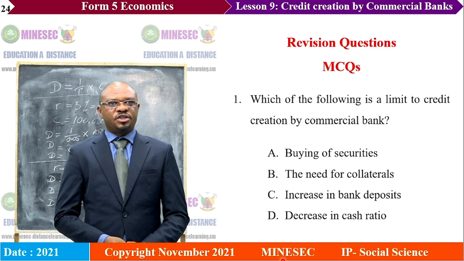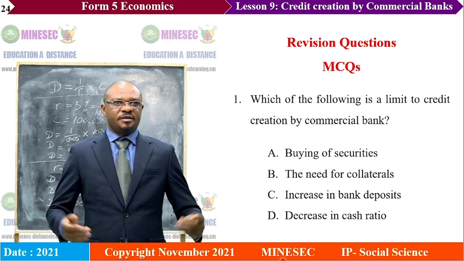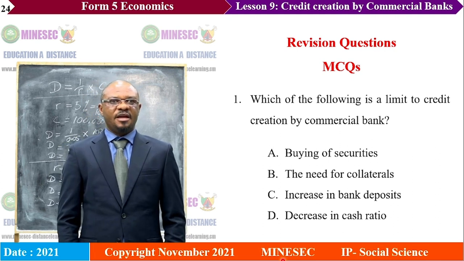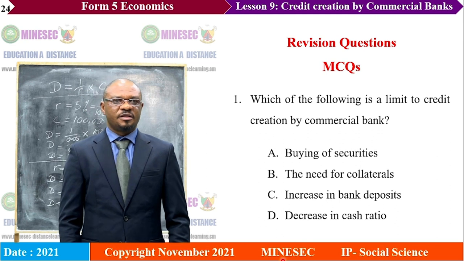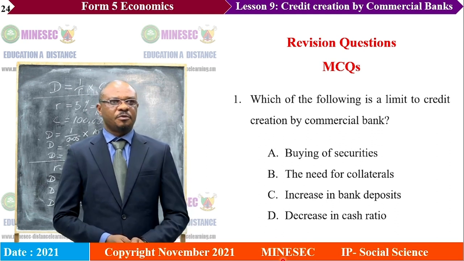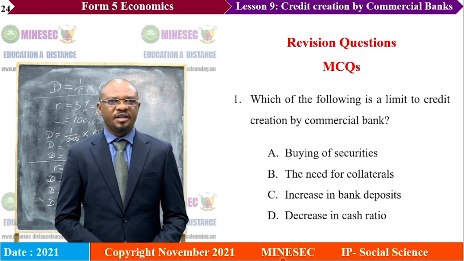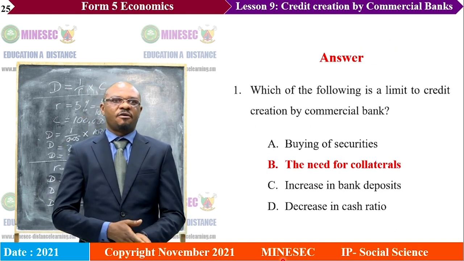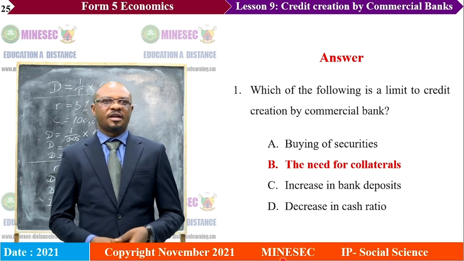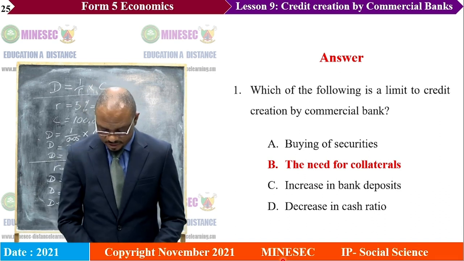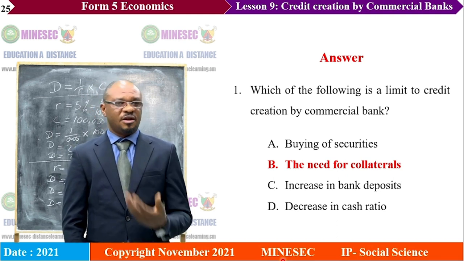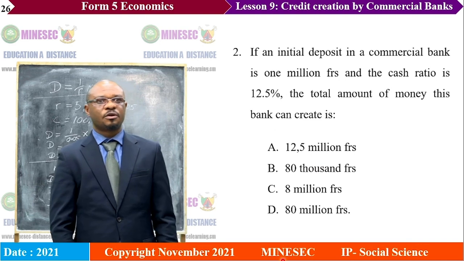One, which of the following is a limit to credit creation by commercial banks? A, buying of securities. B, the need for collaterals. C, increase in bank deposits. And D, increase in cash ratio. So the correct answer there is the need for collateral. It's a factor that really limits the ability of banks to create credit, because most often customers who come for loans may not have the suitable collateral to back those loans.